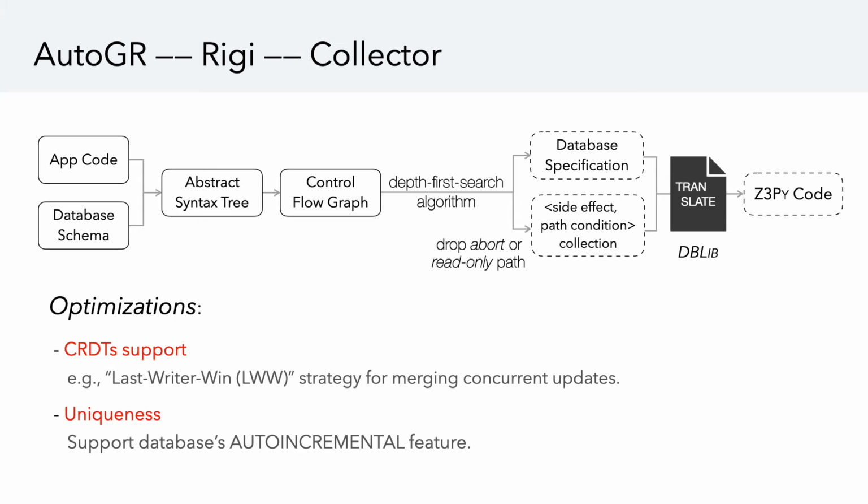Then we iterate over our remaining code paths and collect the side effects for the paths by performing a one-to-one direct translation from Java code to Z3Py code, with the following two exceptions.